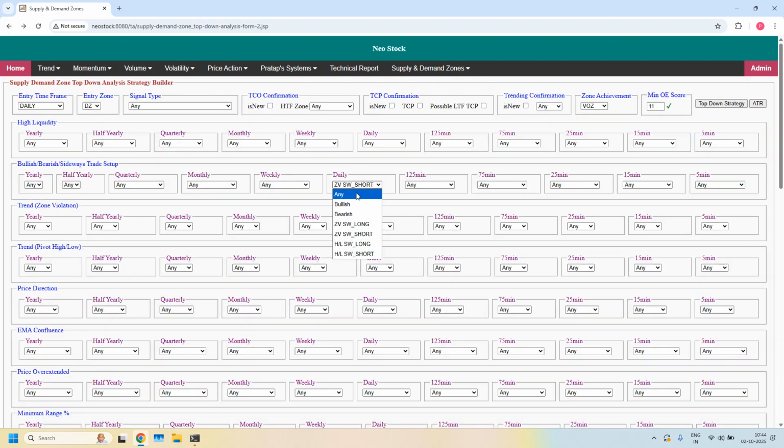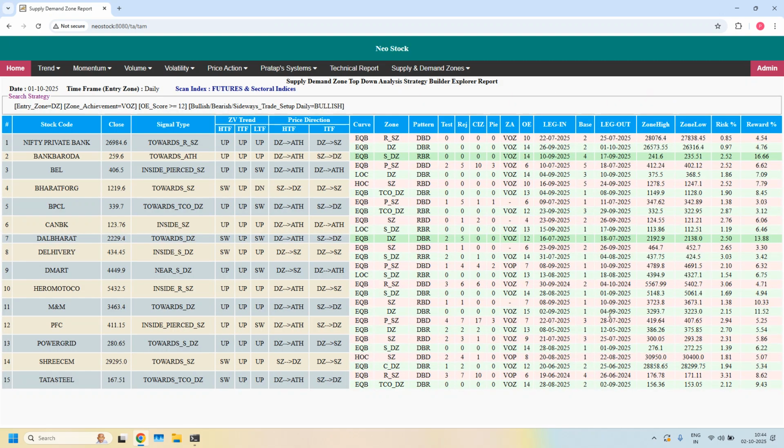Daily demand zone, bullish. Minimum odd enhanced score for bullish or bearish should be 12. We got 15 stocks supporting bullish trade setup for monthly income trade, and all the entry time frame zones are daily demand zones. So total we got 15 daily demand zones. Out of these 15, how many are having more high probability to get success? That we will filter based on different zone confluence and EMA confluence strategies that you learned in lesson 27.